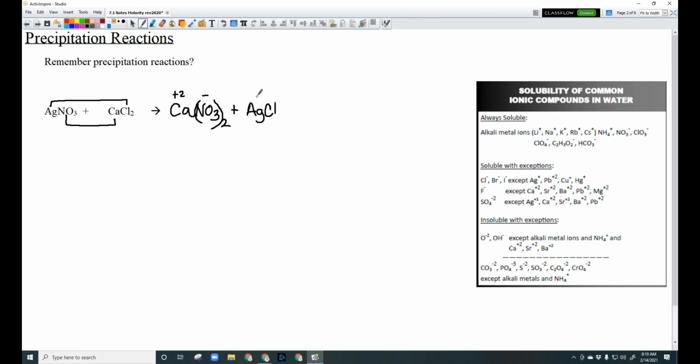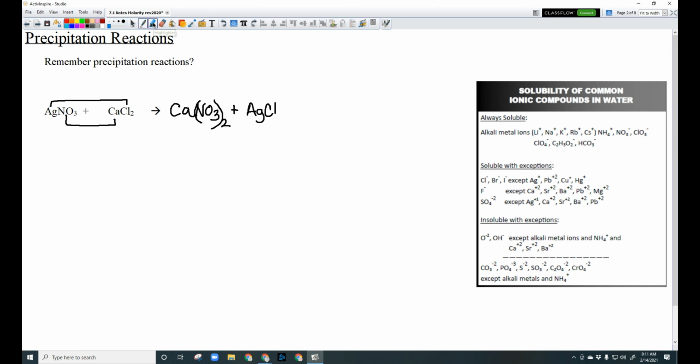Okay. Silver is a +1, chlorine is a -1. So those do make 0. So AgCl, we just smash those together, and that is the formula. All right, so here are the correct products and formula for this reaction.